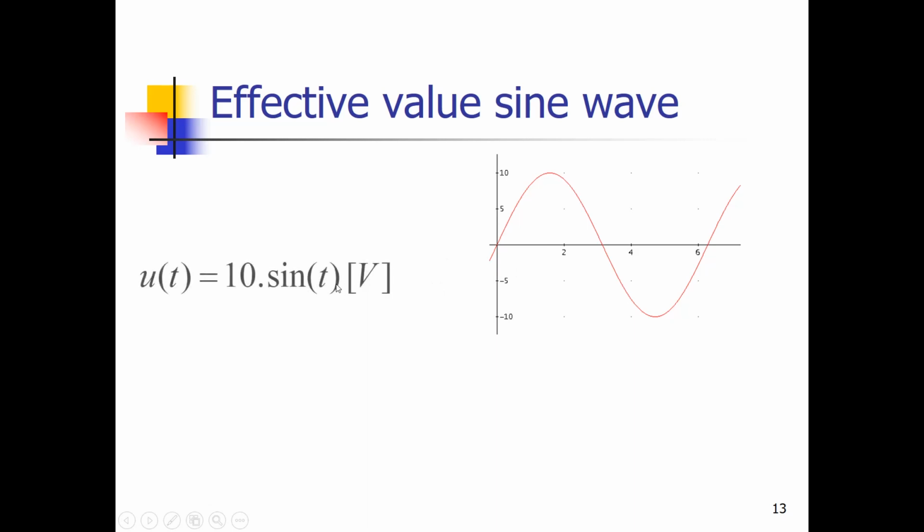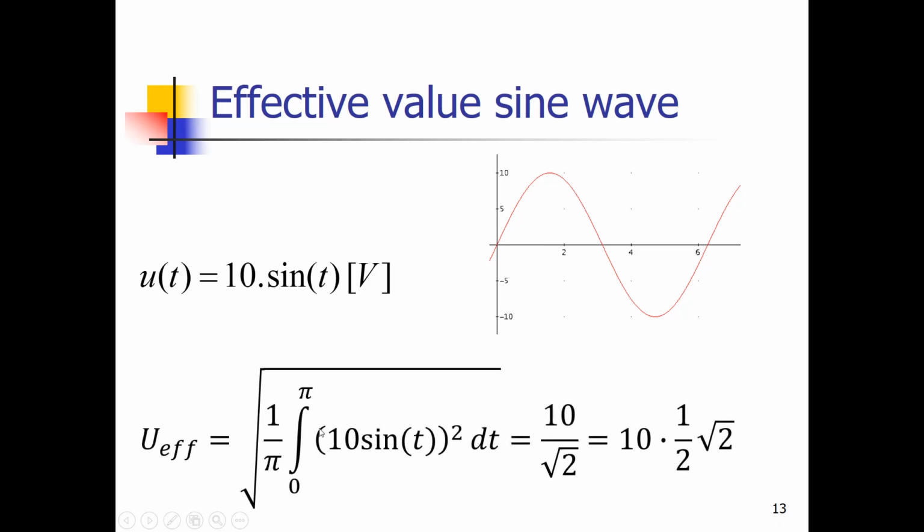So this is my signal again with this signal definition. U is 10, which is the maximum value or the peak value over here, times the sine of t. The period time was 2 pi seconds, and half the period time was pi seconds with it, which is 3.14 seconds. Now we are taking the RMS value of this signal.